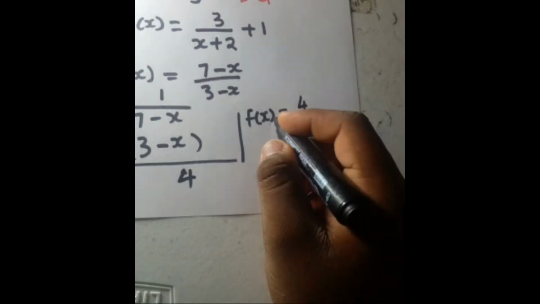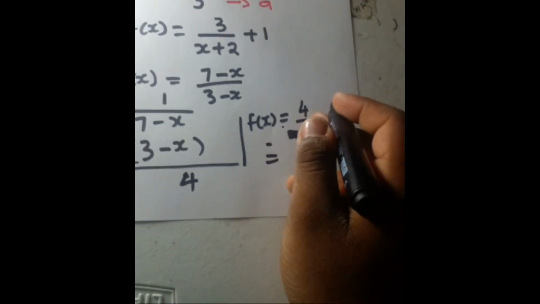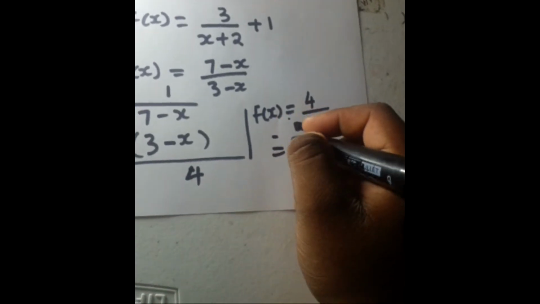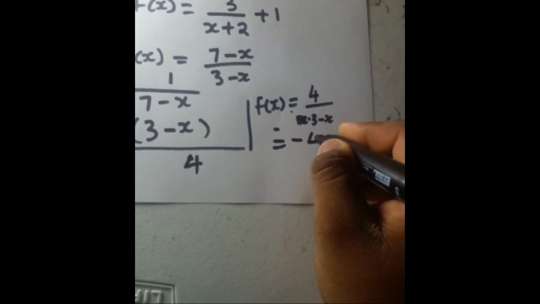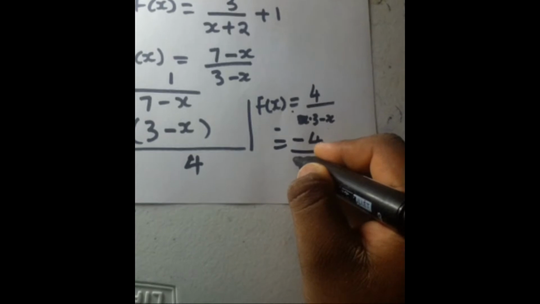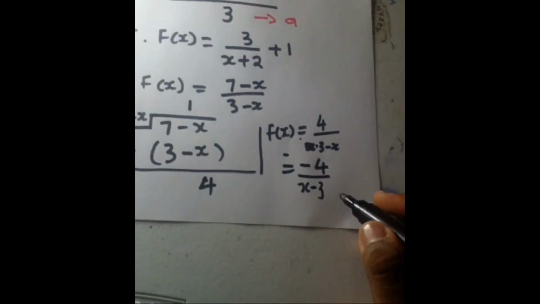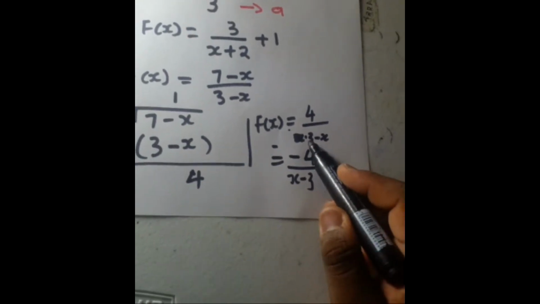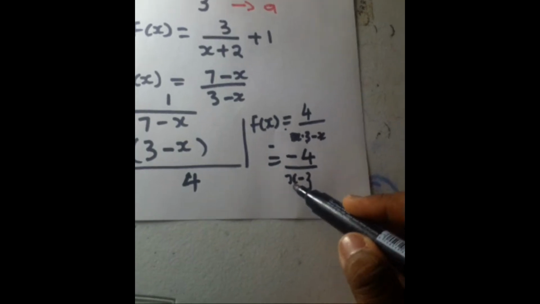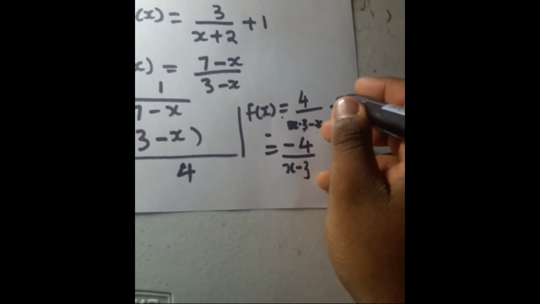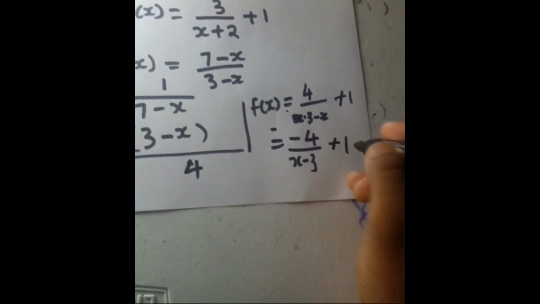So you'll simply put a negative sign close to the fraction, and the negative sign affects everything. So your final answer will be minus 4 over x minus 3. Is it fine? This 3 was positive, now it will be negative. This x was negative, now it will be positive. Plus 1, this one is not affected.